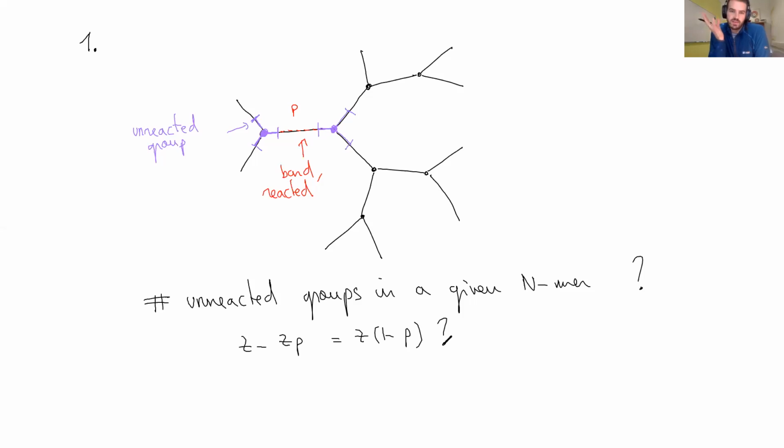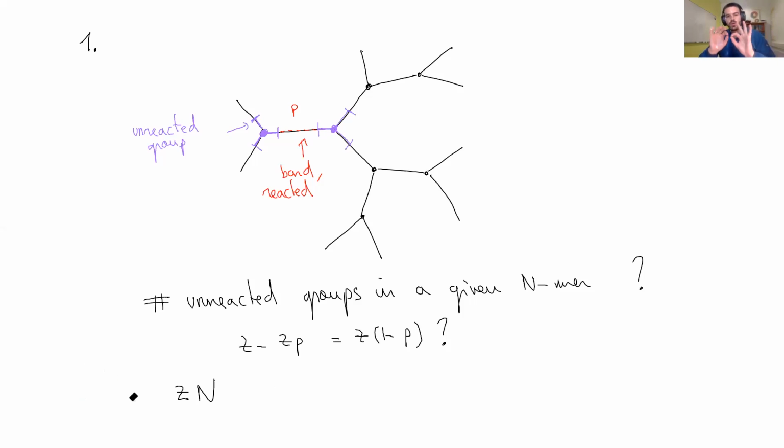Let me take an alternative view. I first consider the total number. So assume p equals 0, as before. Just reference. When p equals 0, how many unreacted groups do I have? I have 1, 2, 3, so I have z unreacted groups per monomer. I know I'm discussing p equals 0 here, but I will subtract something in a minute. So the reference is p equals 0.